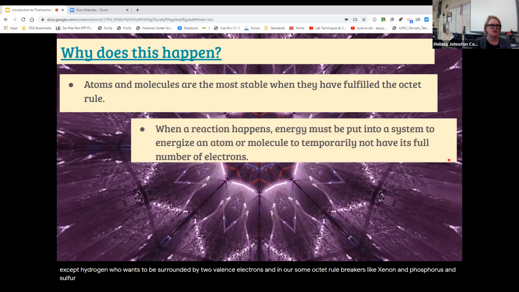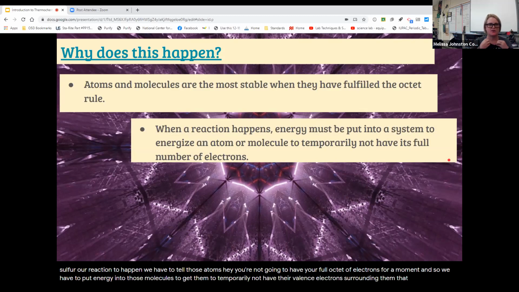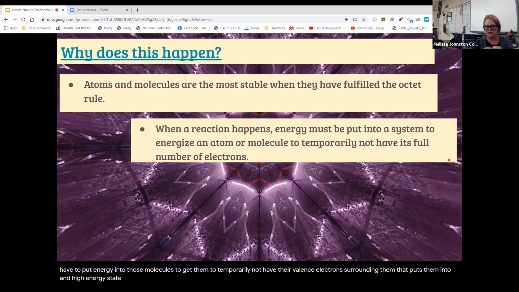When we want a reaction to happen, we have to tell those atoms, hey, you're not going to have your full octet of electrons for a moment. And so we have to put energy into those molecules to get them to temporarily not have their valence electrons surrounding them. That puts them into a high energy state. It gives them anxiety. They don't want to be in that high energy state. That's why we have to force them to do it.